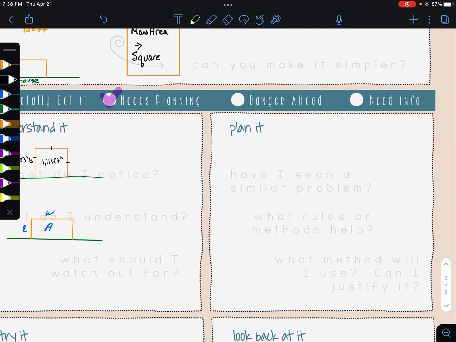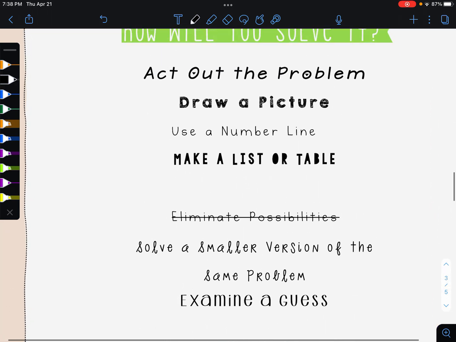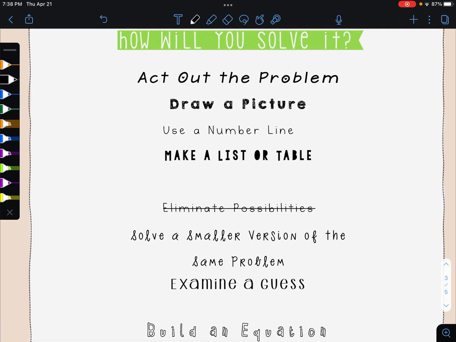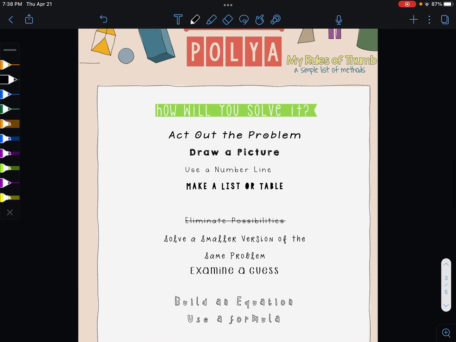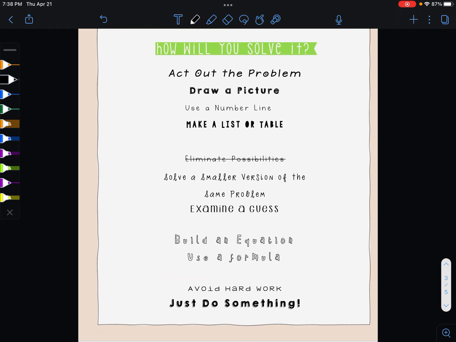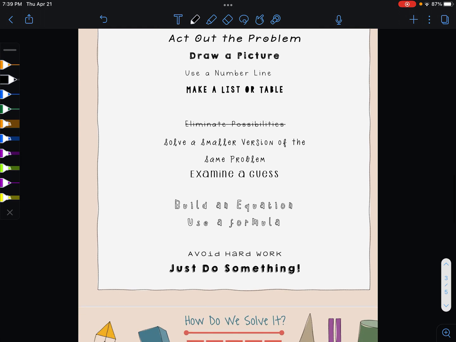So the first thing to plan it. Now, when I'm thinking about planning it, the first thing I'm thinking of is heuristics, but in this case, I'm just thinking of my list of methods and how might I solve it. I could act out the problem. I could go down to Home Depot and buy some wire and act this out, but I don't think I want to do that. I drew a picture, and that doesn't solve it, but at least gave me a better understanding of the problem. Could use a number line, make a list or a table, definitely, but I think I would be here for a while, and I just want to see if there's better ways.